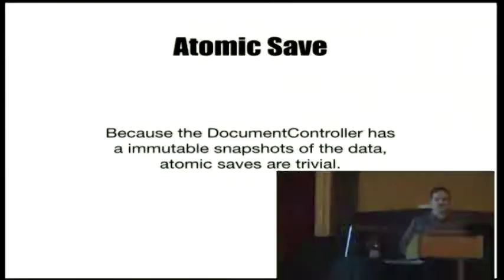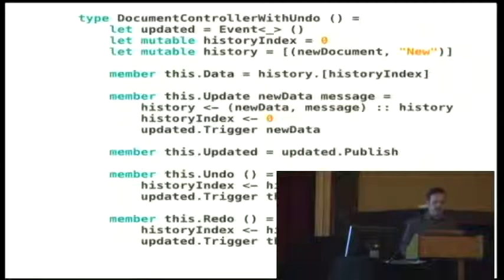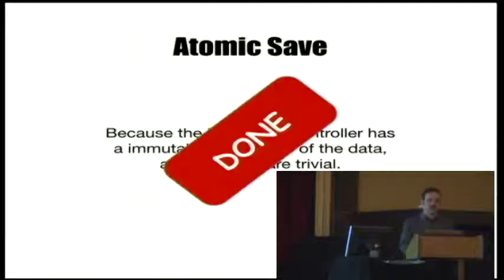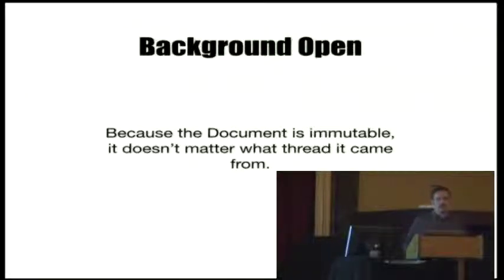Now we have atomic save. But we're lucky because DocumentController already has all of these immutable versions of the document. Think of them as snapshots. And they are independent of each other because they're immutable. You cannot hurt these things. You cannot damage them in any way. So that basically means that I can do it on a background thread in complete safety. Completely atomic, completely safe, no worries. No worries about a long-running process running in the background. Atomic save, done.